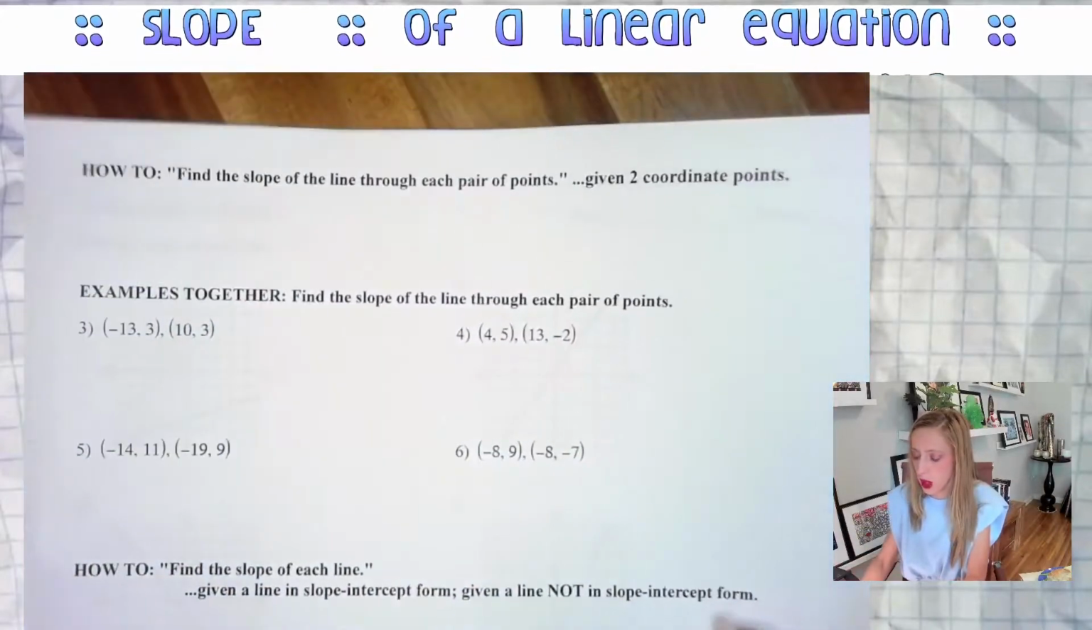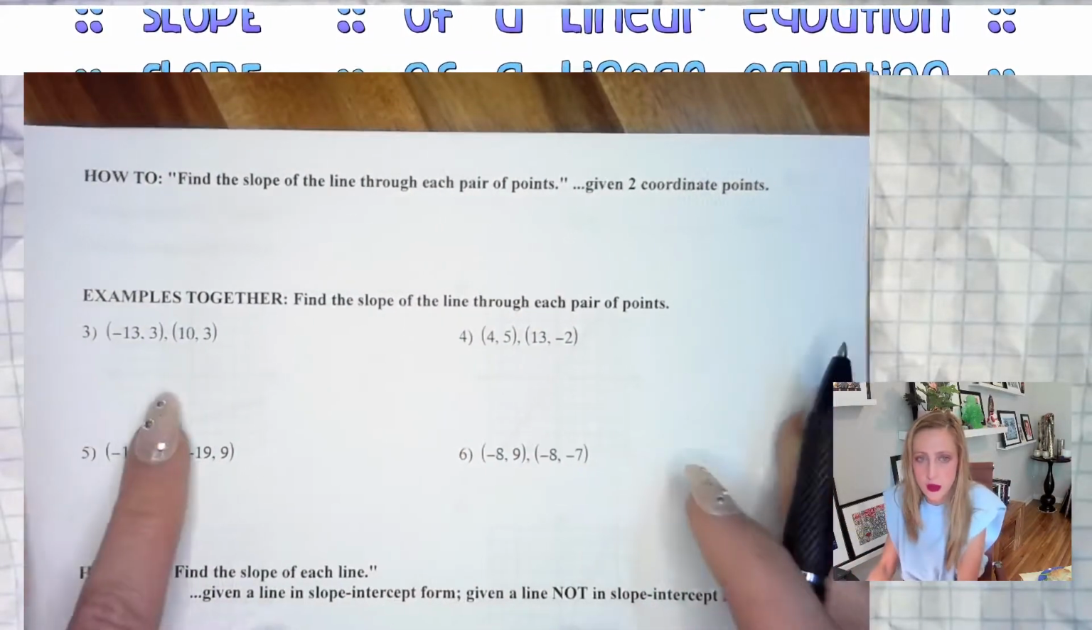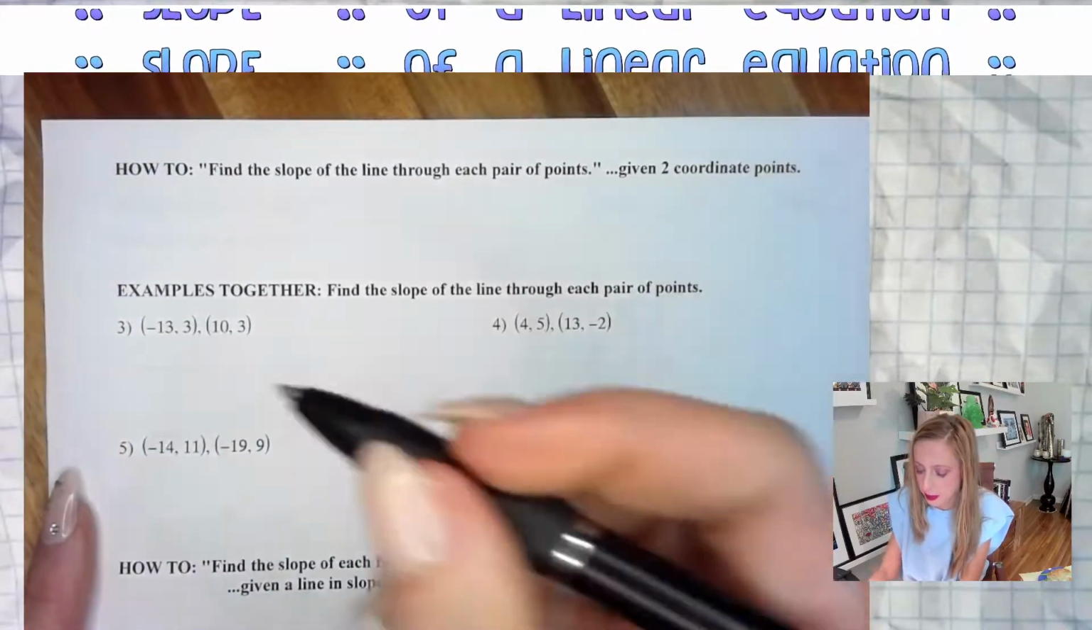Next, we're going to find it from 2 points. So what if you just don't have a picture? How do you do that?